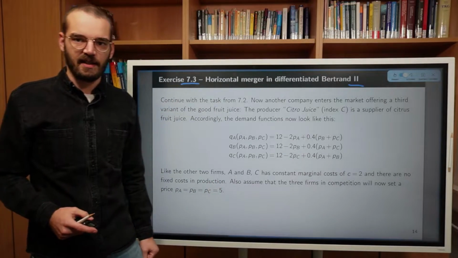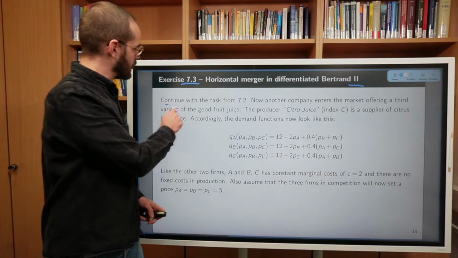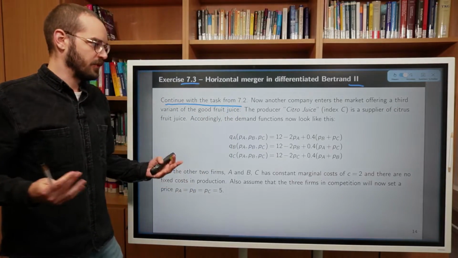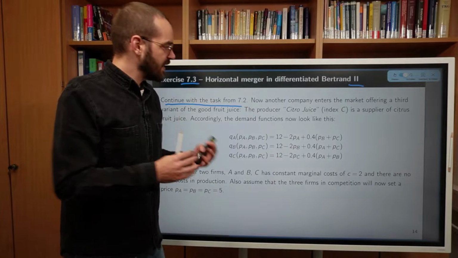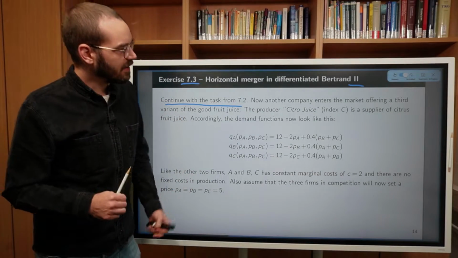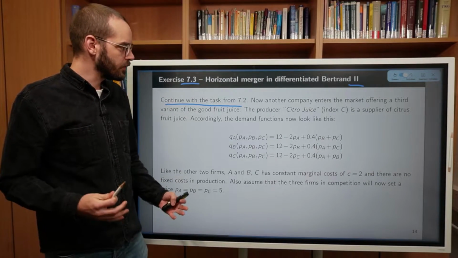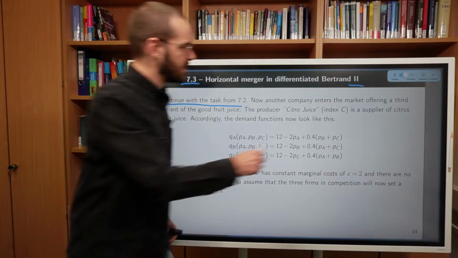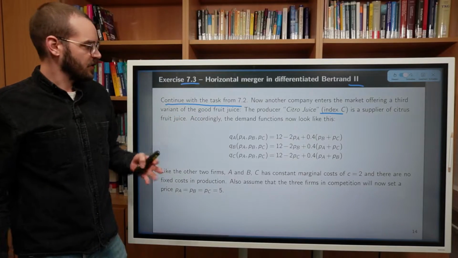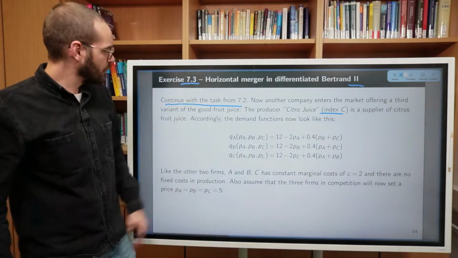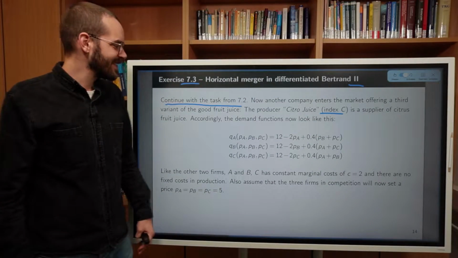This is more or less an extension of the model we were already discussing in the previous exercise. As it's written on the slide, we are asked to continue with the task from 7.2. It's basically the same model, just extended, in the sense that now there is another company that enters the market offering a third variety of the good fruit juice. We call this firm C for citro juice, a supplier of citrus fruit juice, so always nice to have indices A, B and C.